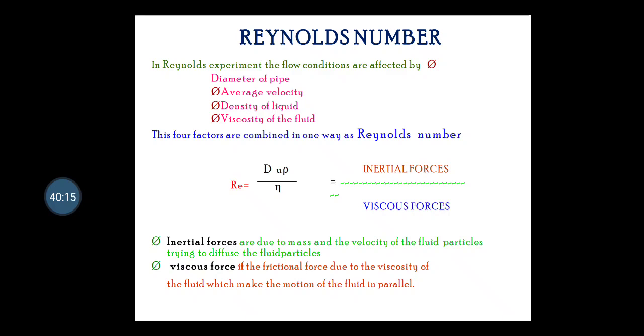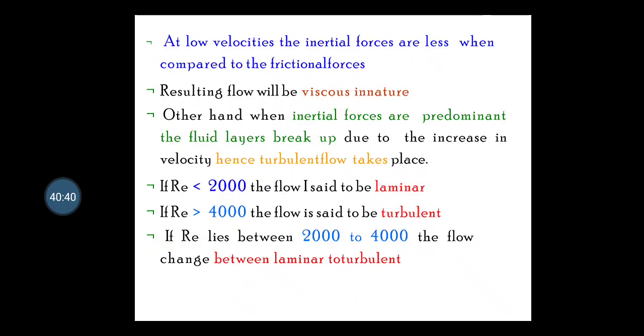So what actually are the inertial forces? Inertial forces are due to the mass and the velocity of the fluid particles trying to diffuse the fluid particles. Viscous force is the frictional force due to the viscosity of the fluid which makes the motion of the fluid in parallel. At low velocity, the inertial forces are less when compared to the frictional forces, resulting flow will be viscous in nature.